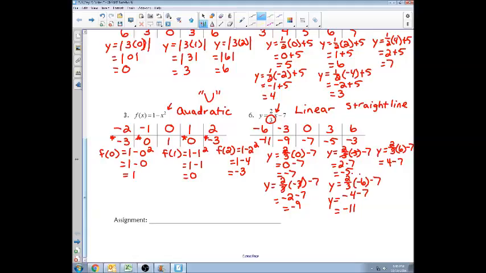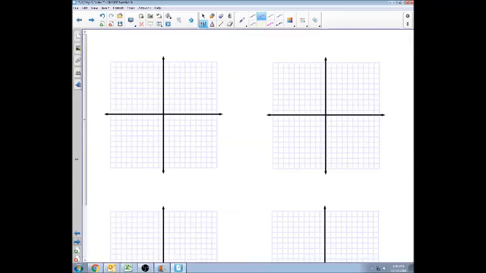Okay? So now that we have made our tables, what we're going to do is we're going to graph them. So let's go ahead and move on and start graphing them. This is going to be problem number 1. If you remember from what we just did with our tables, problem number 1 was an absolute value. Okay? The first point, the center point of our absolute value was 0, -2. So we have a point at 0, -2.